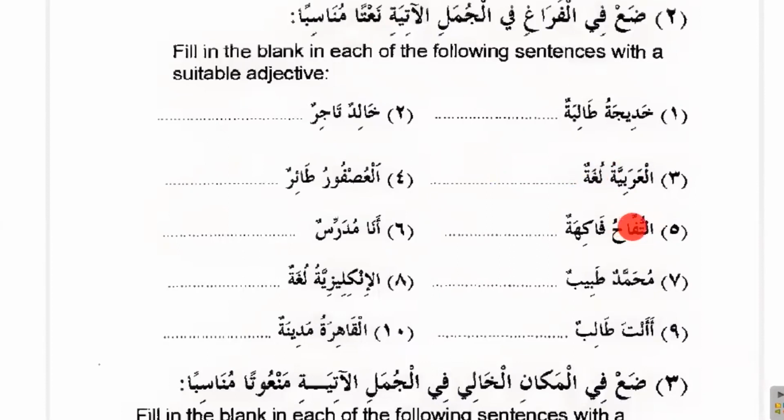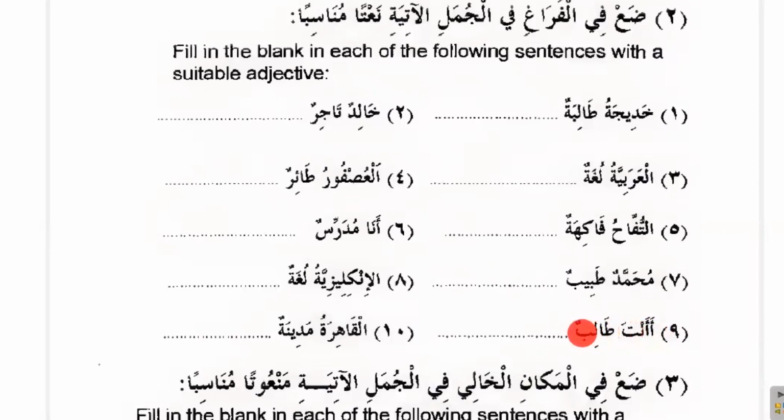At-Tufahu, the apple. Fakihatun lazizatun is a delicious fruit. Fakihatun means fruit. Lazizatun, delicious. Muhammadun tabibun. So you can say Muhammadun tabibun shahirun. Shahirun means famous. Tabibun, doctor. So Muhammad is a famous doctor. Tabibun shahirun. Just put any adjective. You are not restricted. You are free to put any adjective you want. Okay.